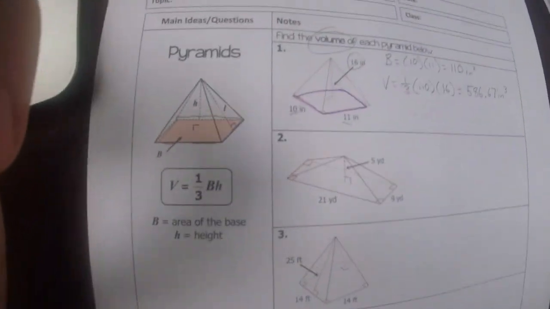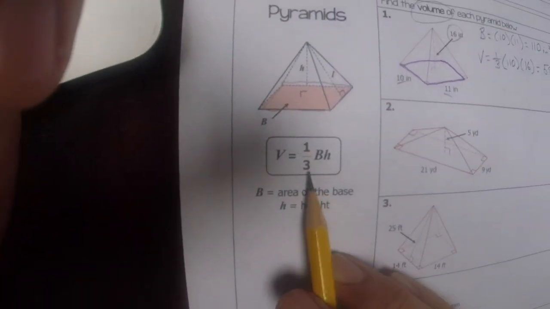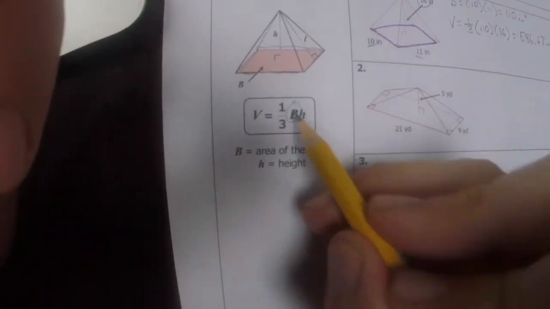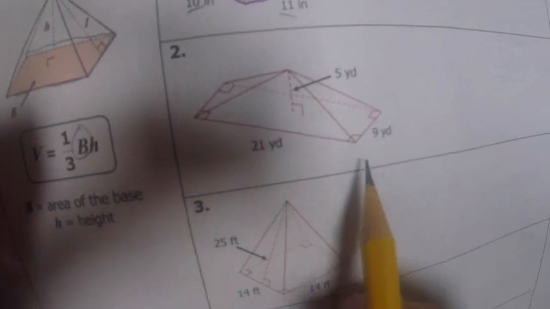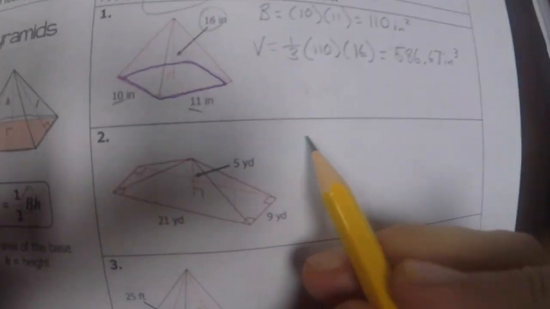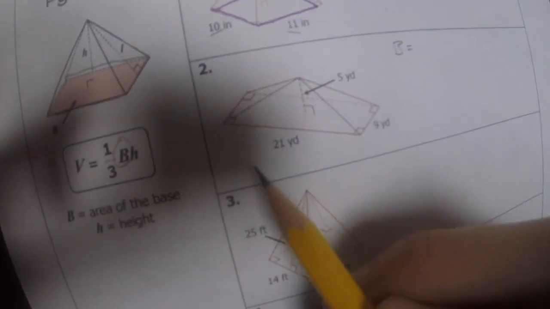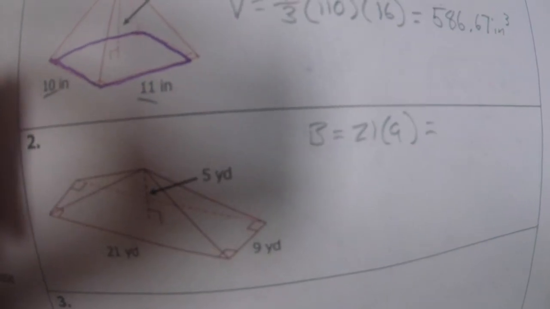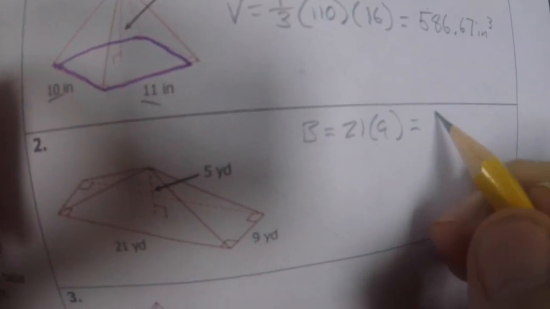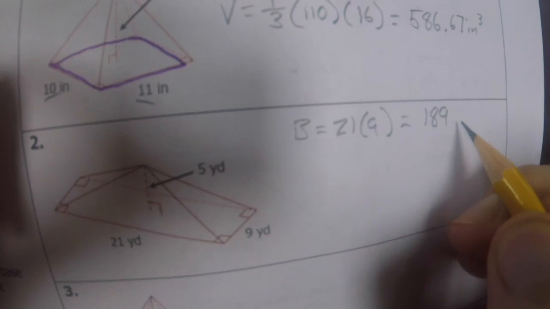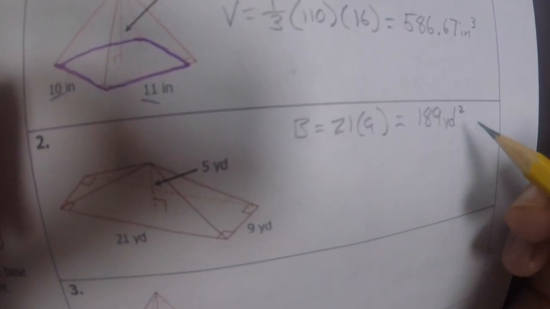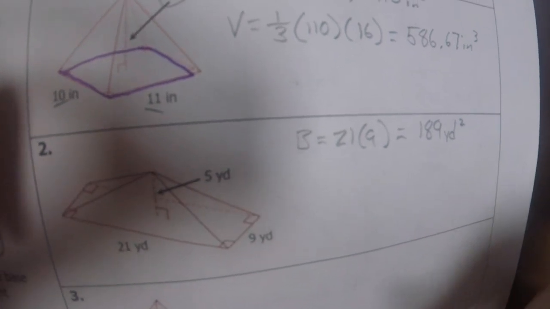All right, first things first, volume equals 1/3 times base times height. So first thing I've got to do is figure out the area of the base. I have a rectangle down here. So the area of the base is just going to be length times width. The length is 21, the width is 9. Multiply those two together, and I get 189. And since it's area, that's yards squared. Area is squared, volume is cubed.